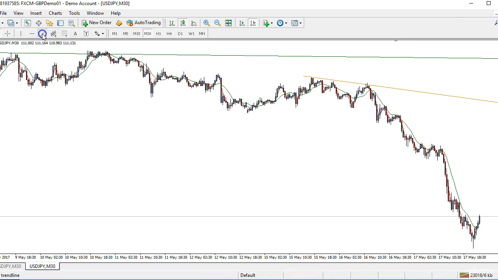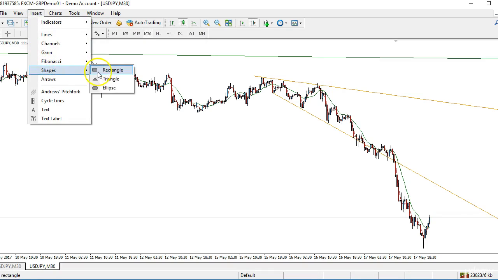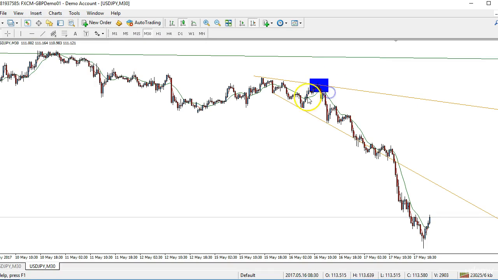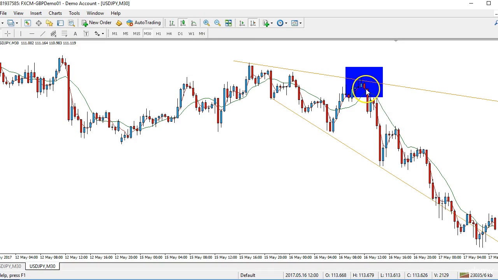And we can see that on the 15th and 16th of May, we started getting this megaphone channel. Okay, and there was a key moment here, which happened at 12 o'clock on the 16th of May. If I put a little shape there, it was the third bounce off this upper trend line, and it was a widening pattern.